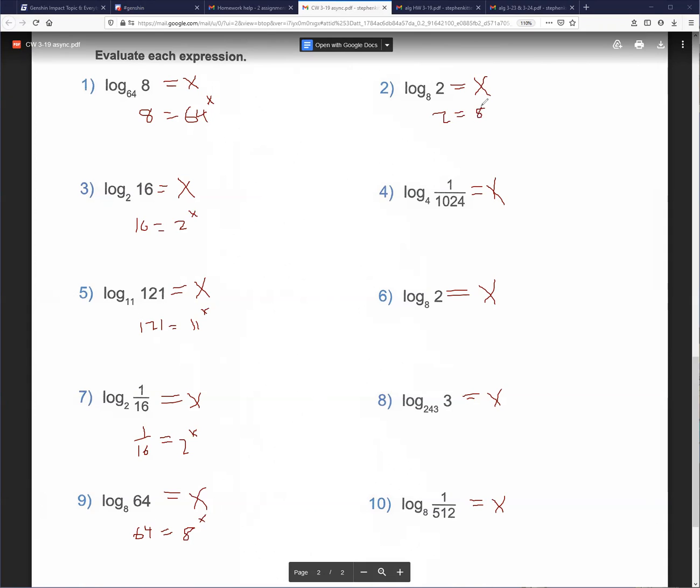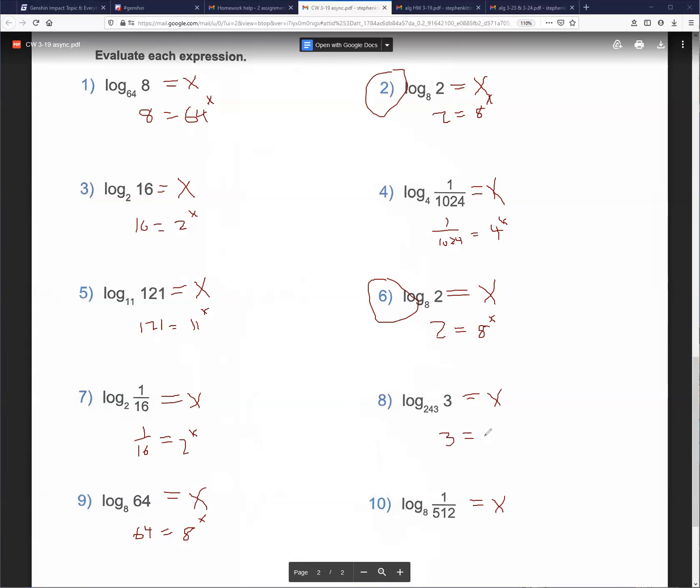2 is equal to 8 to the x. 1 over 1024 is equal to 4 to the x. 2 is equal to 8 to the x. Wait a minute. I thought that was funny in the other sheet, but here we go. We got it all over again.